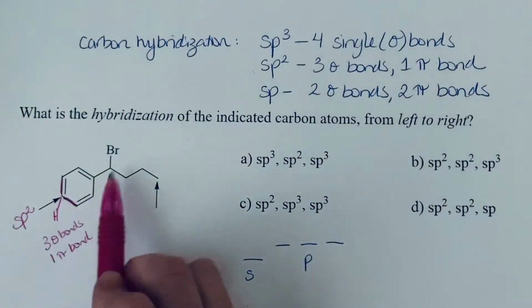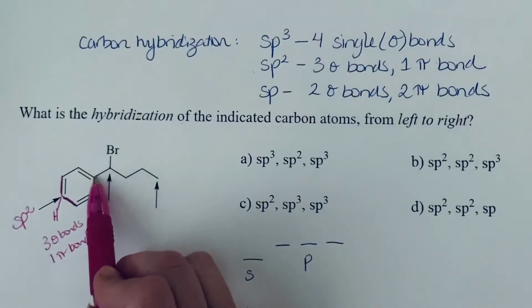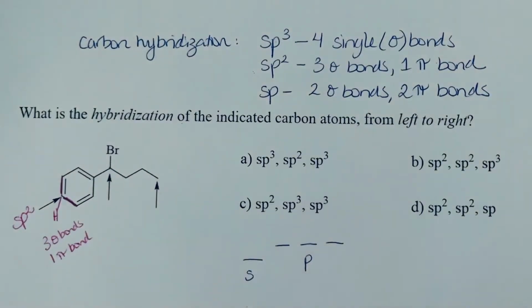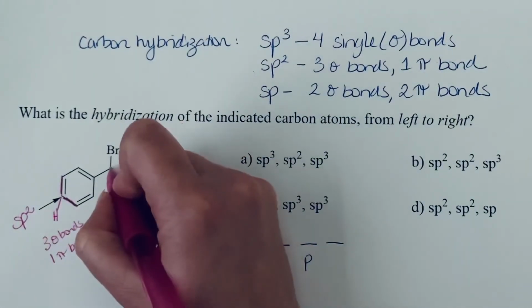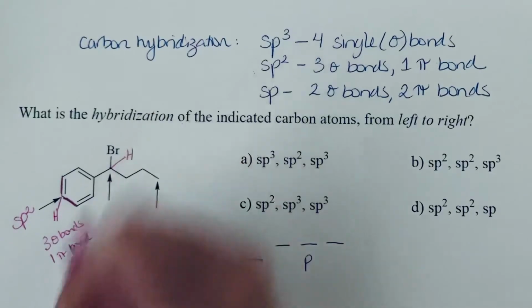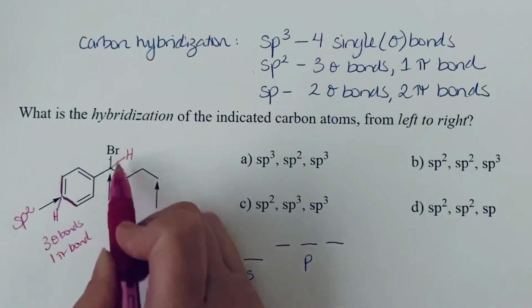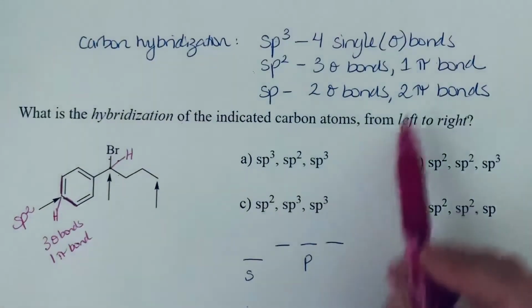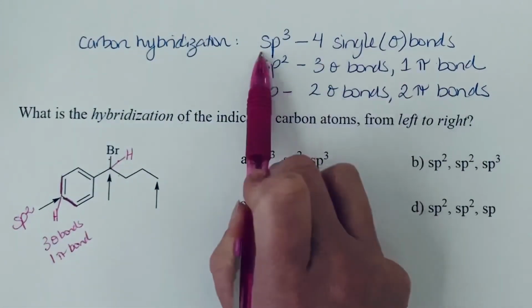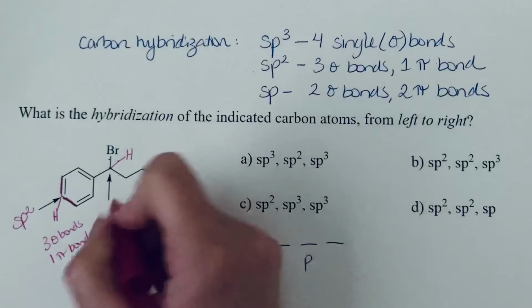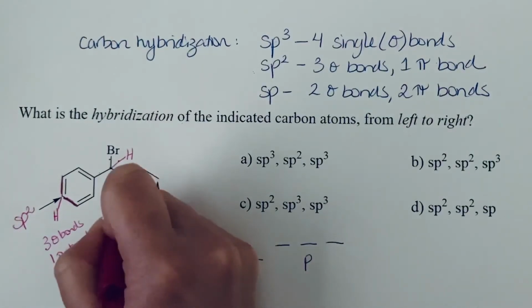If we look to the next carbon atom, we can see 1, 2, 3 of the bonds to that carbon. That means the 4th bond is a single bond to hydrogen. And so now that we see all of the bonds, we see we have 1, 2, 3, 4 single bonds, and all single bonds are sigma bonds. So that means that this carbon atom is sp3 hybridized.